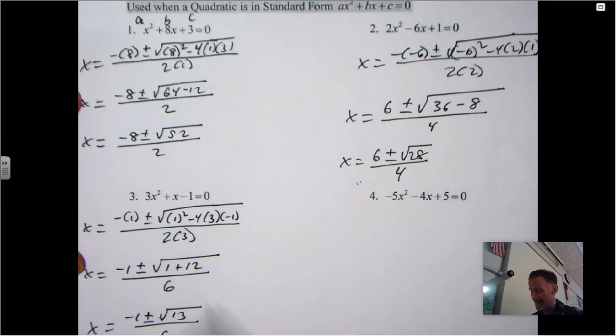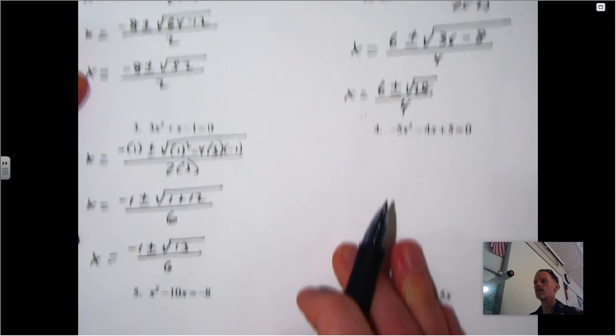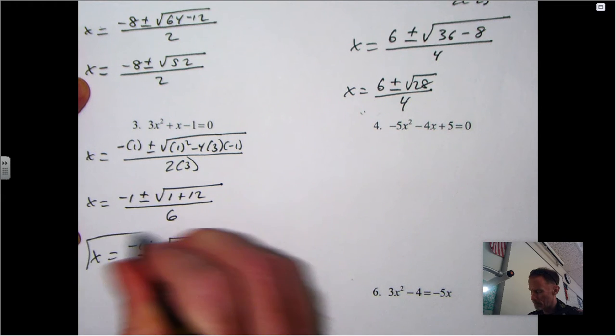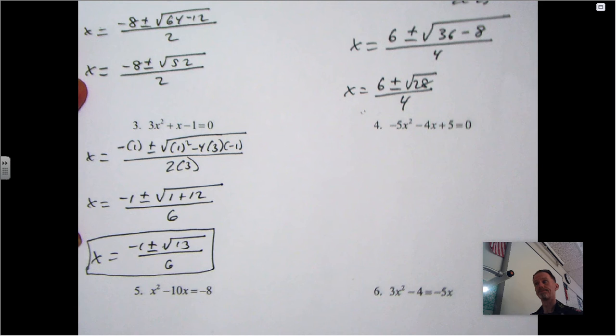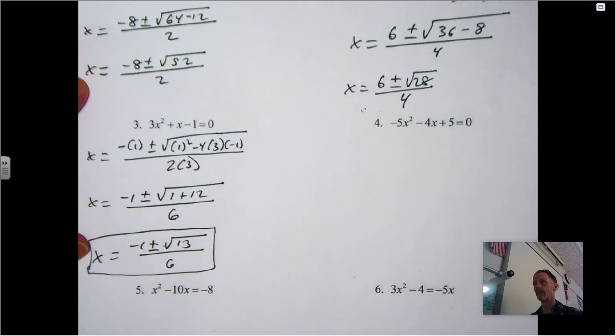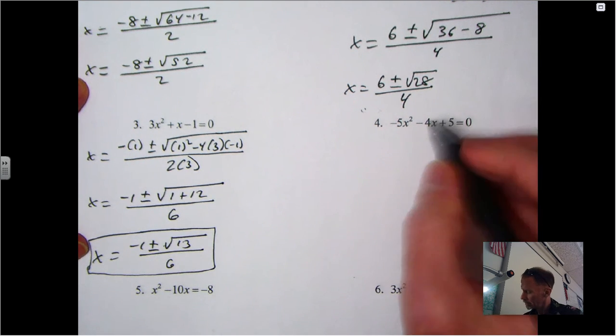This is all we can do. This cannot be simplified because 13 is a prime number. So that is all we can do on this one. So that would be my final answer in any event. And let's go and do number 4 also.